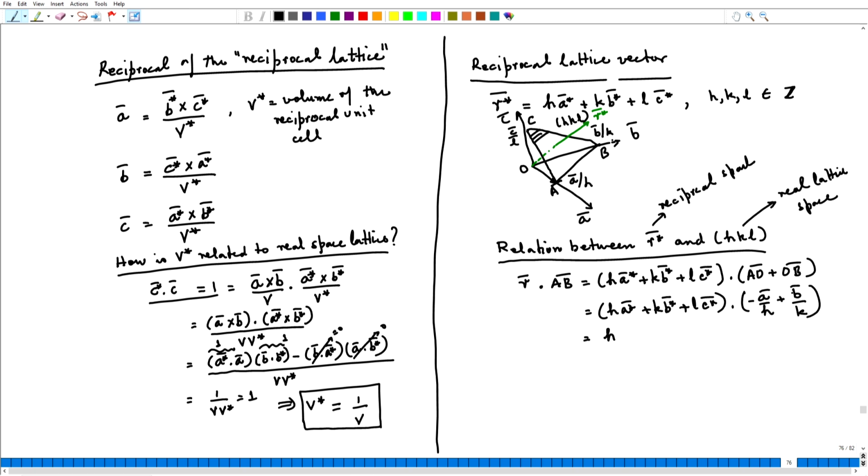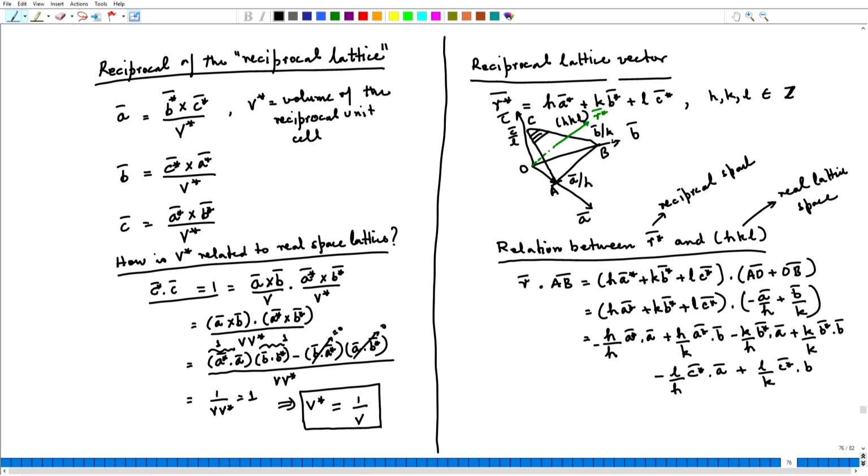So, I can write this as H upon H times A star dot A, minus, plus H upon K A star dot B, plus, taking the second term in the first bracket, dot it with the first term in the second bracket, minus K by H B star dot A, plus K upon K B star dot B, then the third term of the first bracket, L C star, would be minus L upon H C star dot A, and the final term L upon K C star dot B.